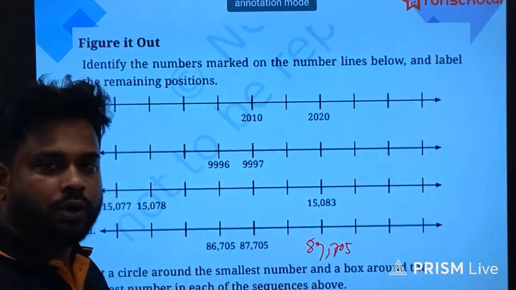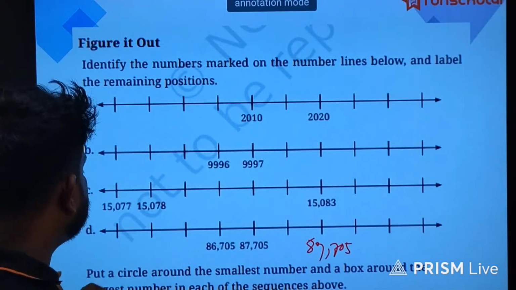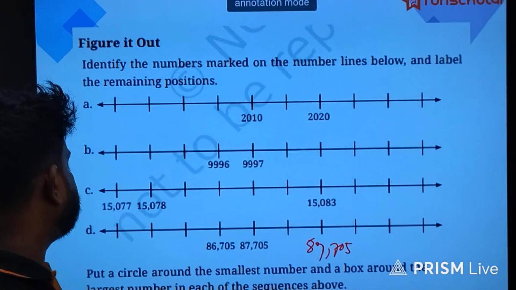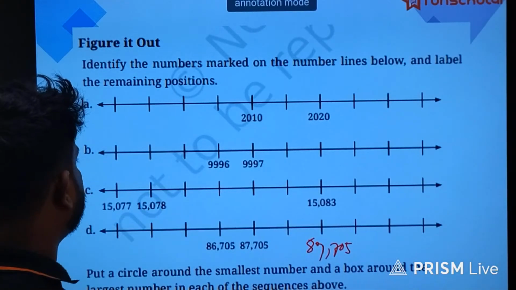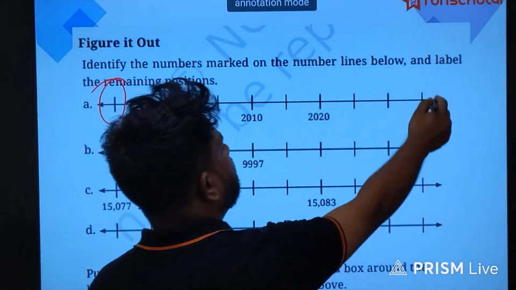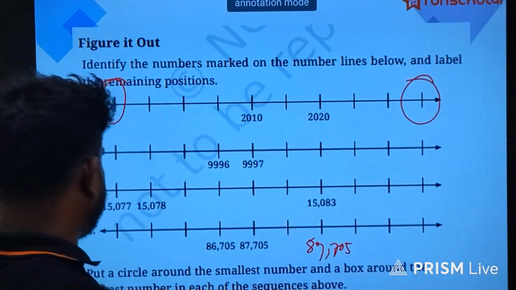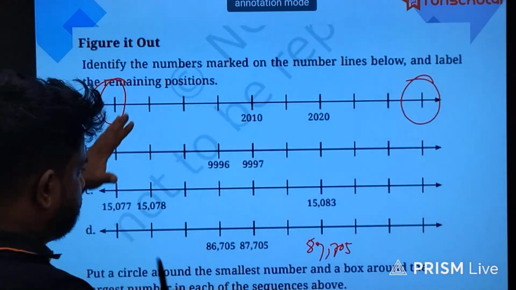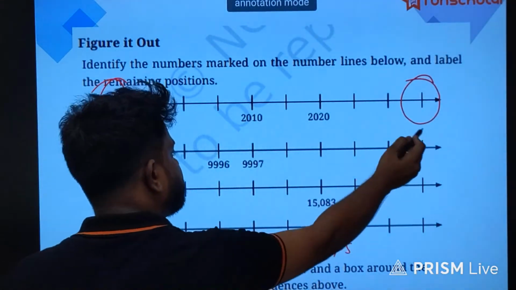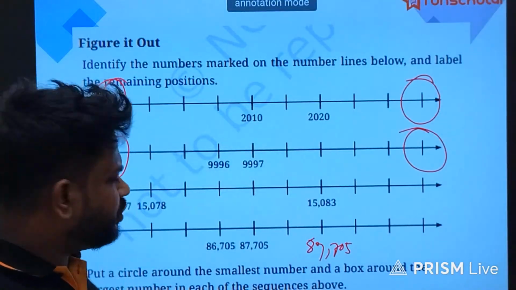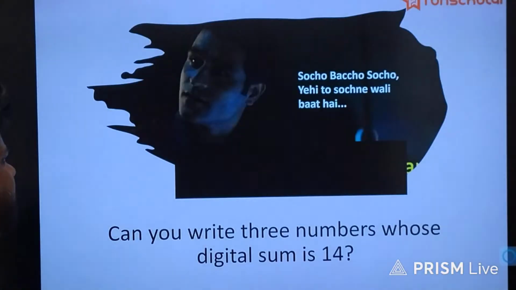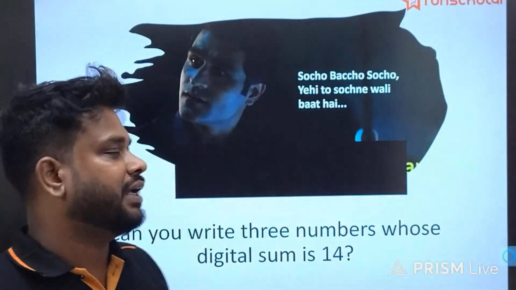Okay. Put a circle around the smallest number and a box around the largest number in each of the sequences above. So for this case, the smallest number will be this and the largest number will be this. Each sequence will be marked like this. So this one is pretty much an easy one. Let's go next and see what others are telling.